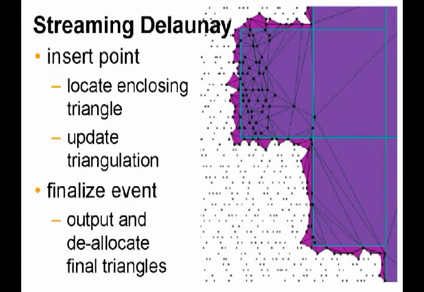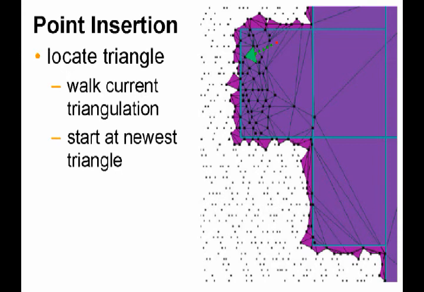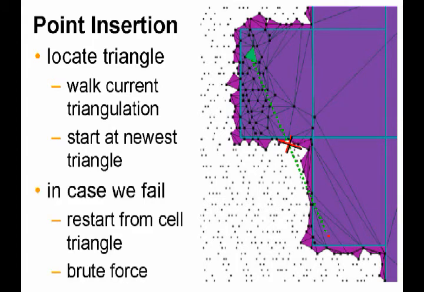In addition, it finds, outputs and deallocates triangles whenever a cell's finalization tag was read. For point location, we walk from the most recent triangle. If the path leads through already deallocated triangles, we restart the walk from triangles linked with the cell that the point falls into. Occasionally this also fails and we locate brute force.